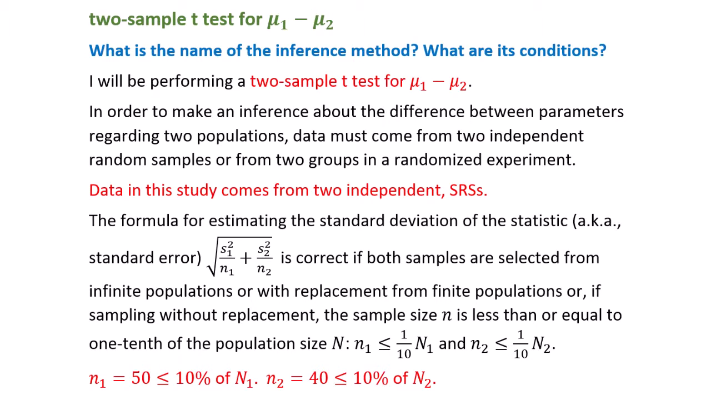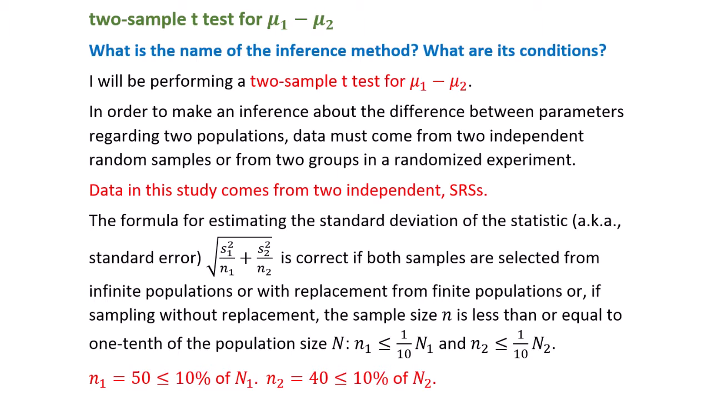What is the name of the inference method? What are its conditions? I will be performing a two-sample t-test for the difference in population means. In order to make an inference about the difference between parameters regarding two populations, data must come from two independent random samples or from two groups in a randomized experiment. Data in this study comes from two independent simple random samples, so this condition is met.